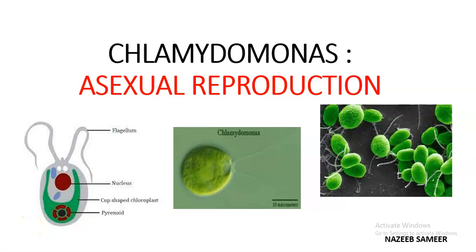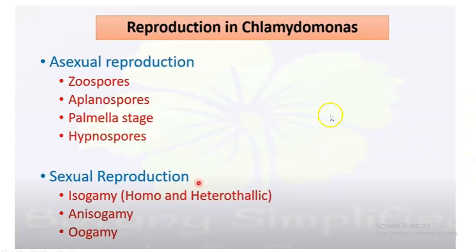Hello, hi. Since we have already completed the general account and thallus structure details of Chlamydomonas, let us move on to the reproductive mechanism of Chlamydomonas algae. First of all, let us see what are the different types of reproduction available: asexual reproduction and sexual reproduction. Sexual reproduction and its types we will see in a different lecture.